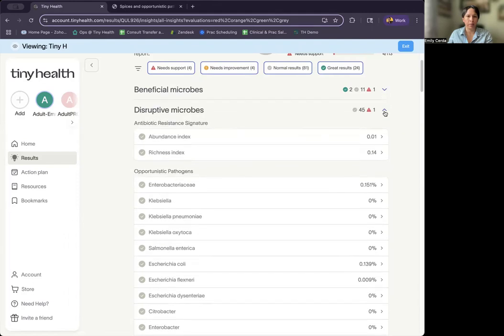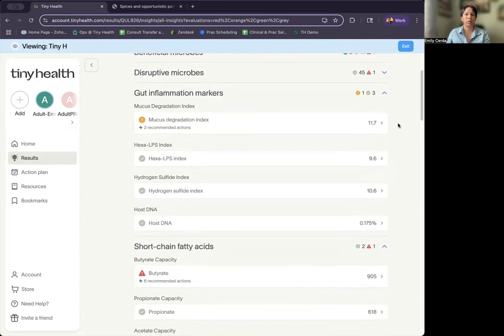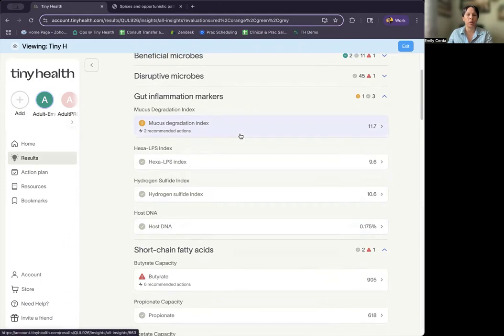I'm going to just collapse these first couple categories, and we're going to look specifically at these gut inflammation markers. So if you've watched any of the other videos, you probably know that with shotgun testing, we are looking at the entire genome, and we're looking at the DNA. In that DNA, we're looking at the microbes that are present, and we're also looking at the genes present in the microbiome. So throughout the shotgun test, you're going to see a range of what's there in those microbes, and then what is the microbiome capable of, which is looking at that gene capacity.